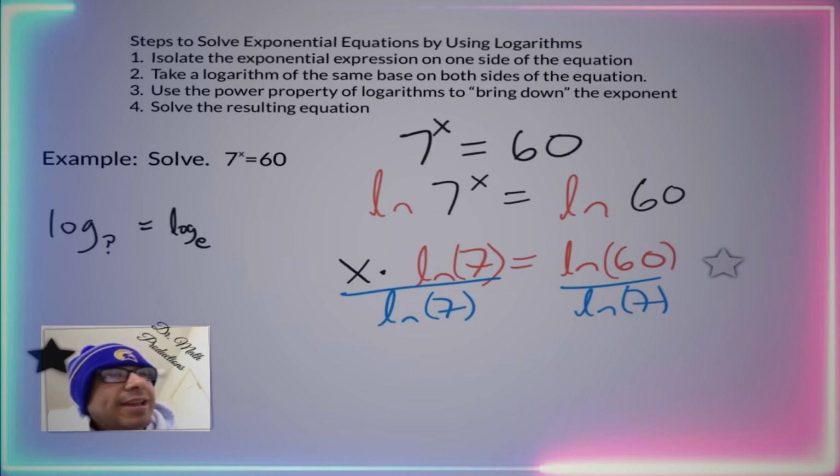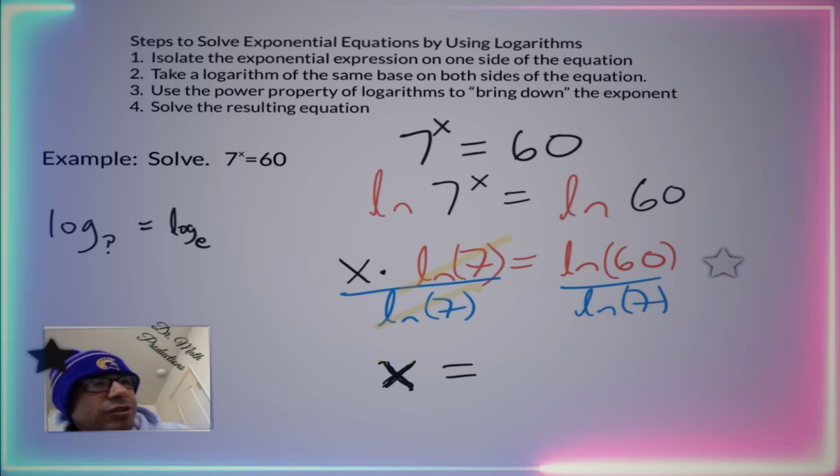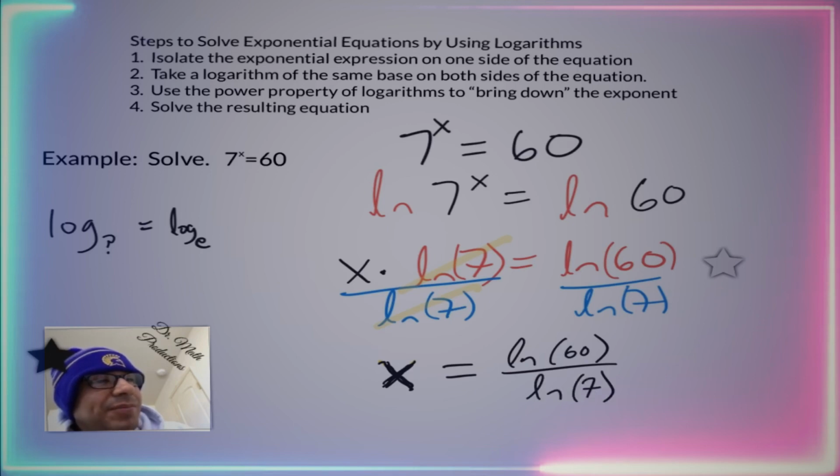Let's go ahead and cancel out these natural logs. And you're left with x. Oops. You're left with x. Some of you wish you could be left with your x. Oh no, he didn't. And that's equal to the natural log of 60 divided by the natural log of 7.